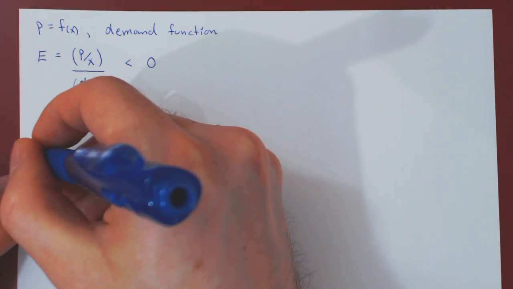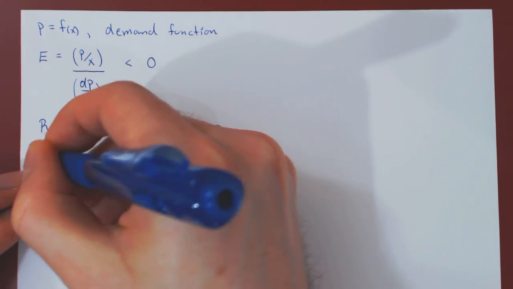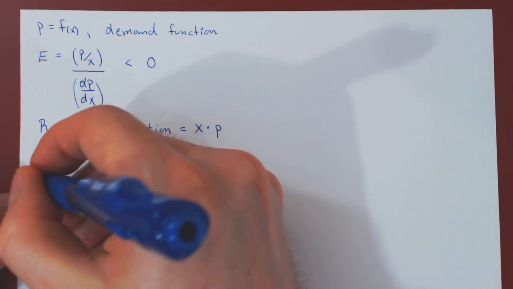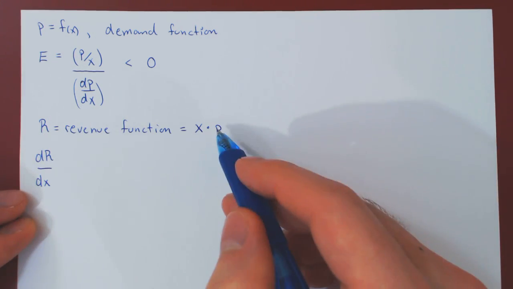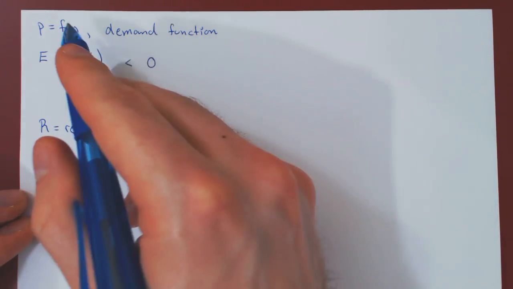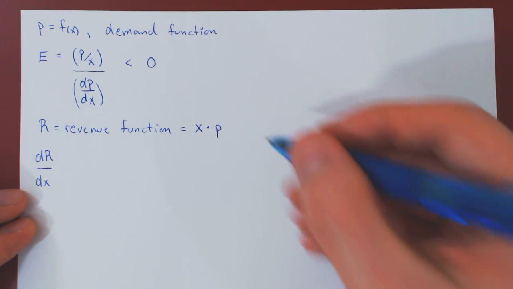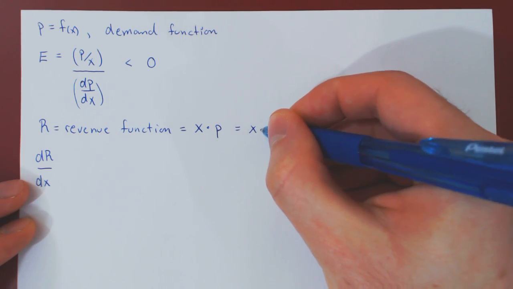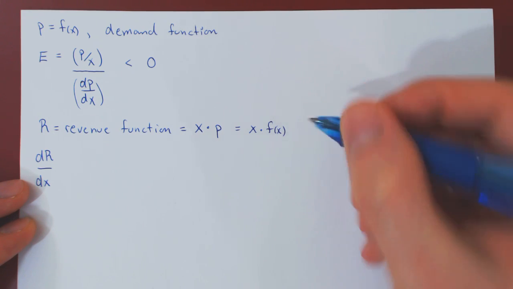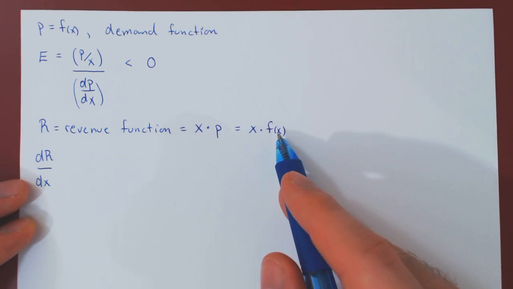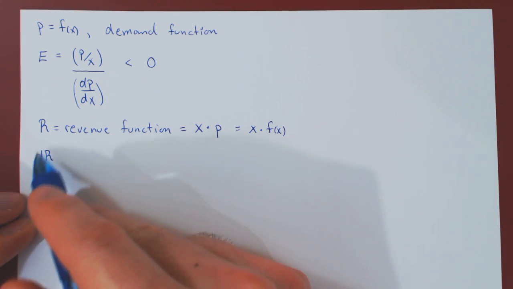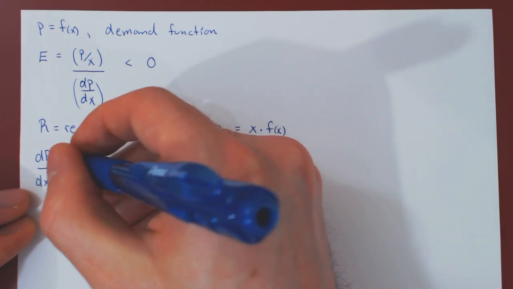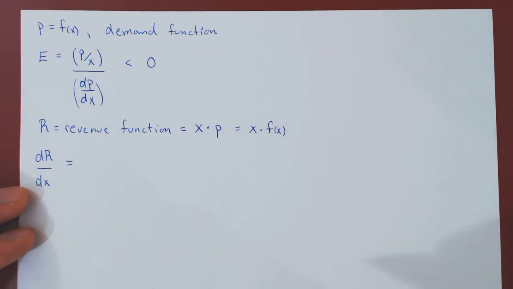And if you recall, the marginal revenue is simply the derivative of R, the revenue function, with respect to X. As P, the demand function, is a function of X, what we have here is simply X times f of X. So R can be viewed as a function of X. So we can differentiate it with respect to X, and that is what we call the marginal revenue.